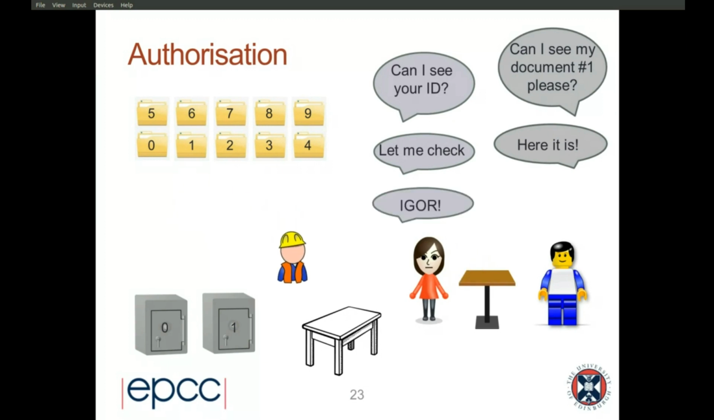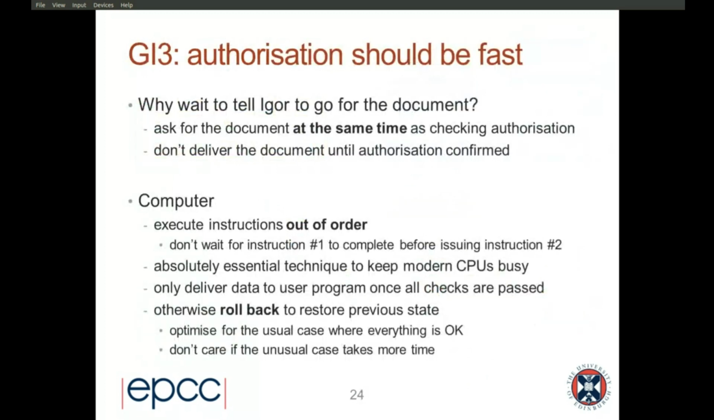She asks Igor to go and get the data. He comes. He gives it to me. He goes back and he stores it on the table because, as we said, we're going to cache these recent accesses for later recovery. So good intention number 3 is authorization should be fast. So why wait to tell Igor to go for the document? Okay. Why don't we just ask for the document at the same time as checking the authorization?